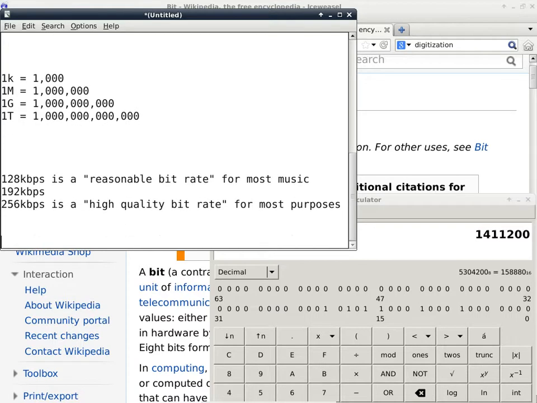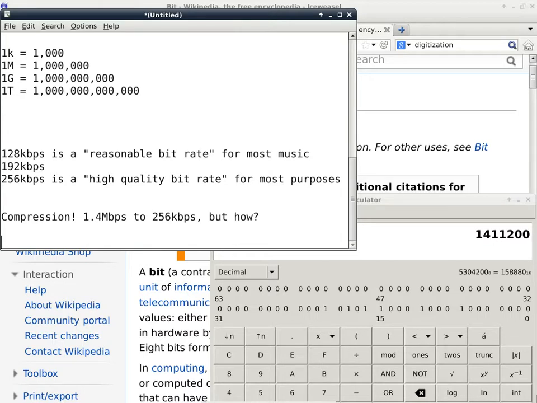Okay, so let's go ahead and look at what is compression. Okay, compression can turn 1.4 megabits per second to 256 kilobits per second. But how is that done? Well, there are two basic standards for compression, or I should say there's one industry standard for compression. What is it? When you listen to music, how is it encoded? What is the extension of the file? MP3. Okay, MP3 is the quote-unquote de facto standard for music or audio compression.